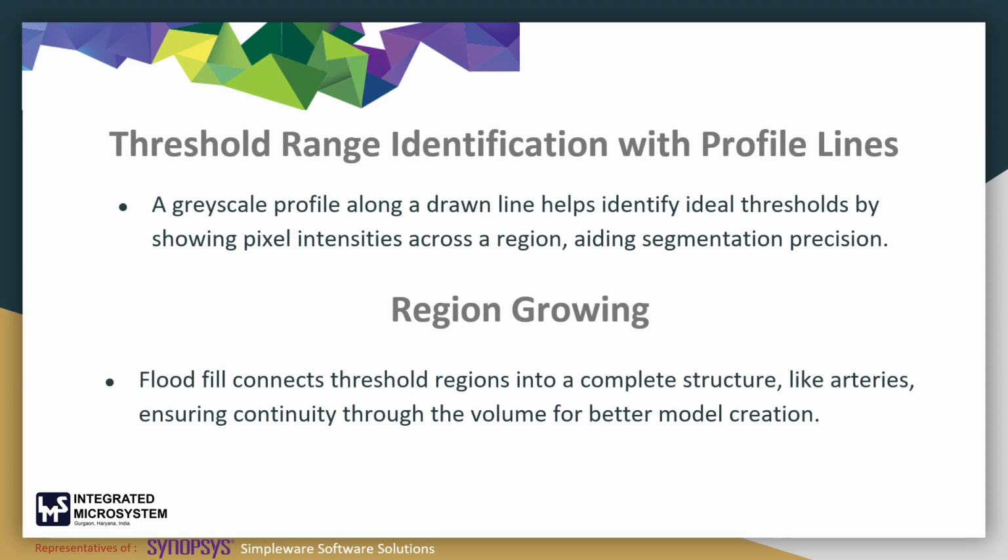Now, region growing is a segmentation enhancement that expands selected voxel regions based on intensity similarity and connectivity, ensures anatomical continuity, and improves segmentation accuracy, especially in tubular structures like arteries. This method is often paired with flood fill thresholding, and is helpful when working with heterogeneous intensities.